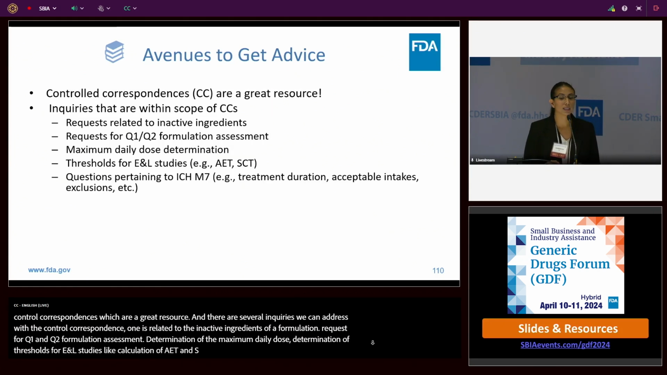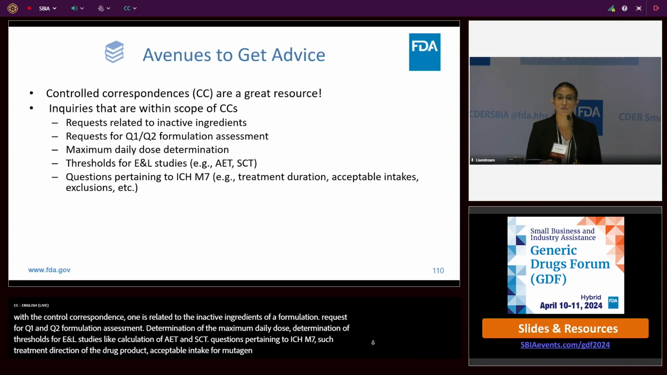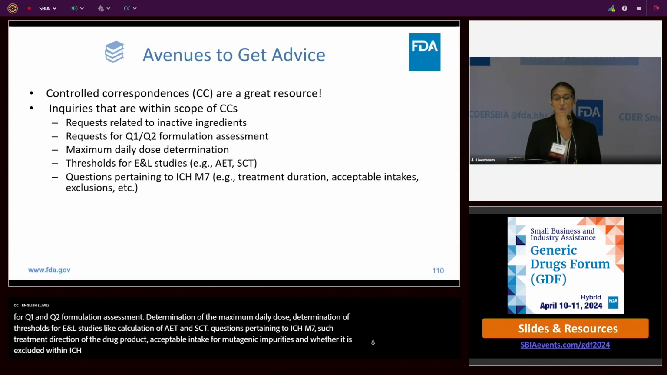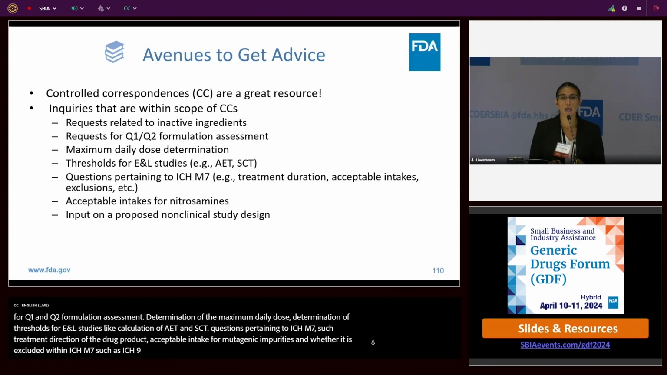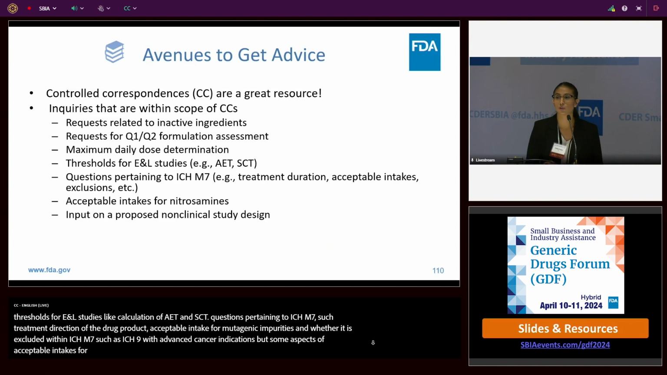questions pertaining to ICH M7, so treatment direction of the drug product, acceptable intake for mutagenic impurities, and whether or not the drug product is excluded from ICH M7 and falls within another scope like ICH S9 for products with advanced cancer indications. Some aspects of acceptable intakes for nitrosamines, and input on a proposed non-clinical study design.